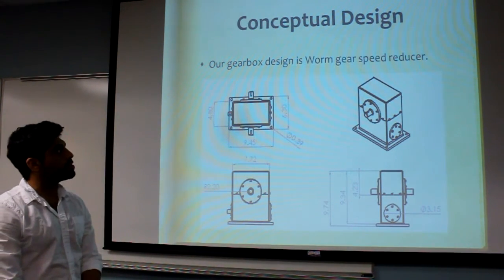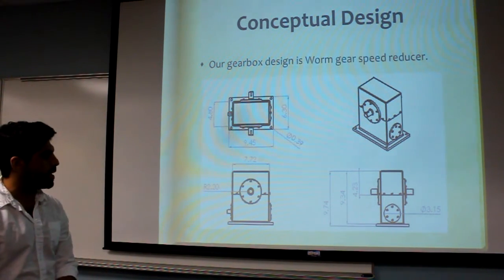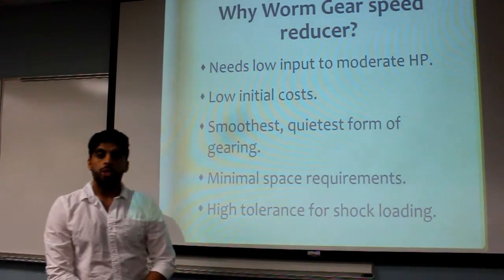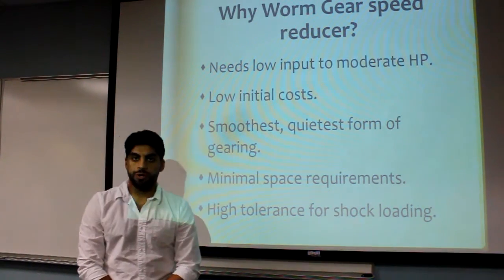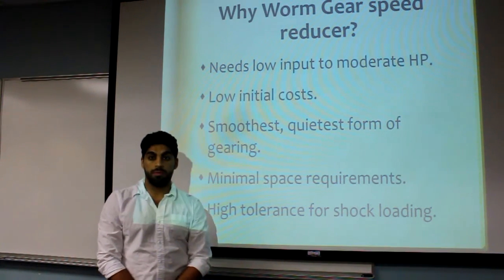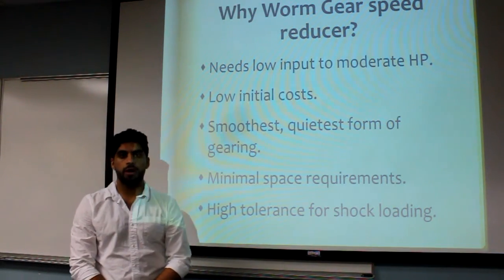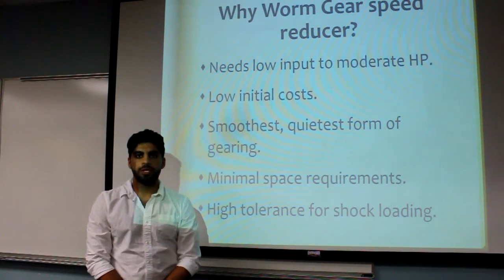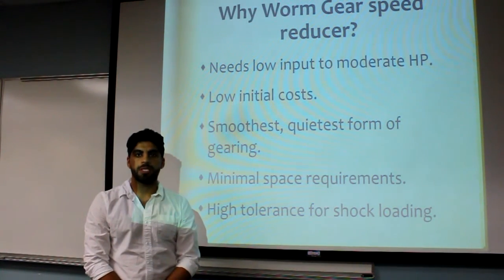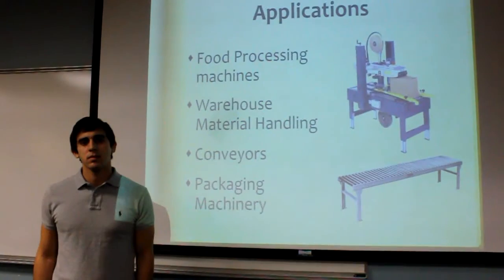Our conceptual design is a worm gear speed reducer, as is shown here. We chose a worm gear reducer because it only needs low to moderate horsepower. Initial costs of worm gears are mostly low. Worm gears are the smoothest, quietest form of gearing. It requires minimal space to operate and has high tolerance for shock loading.